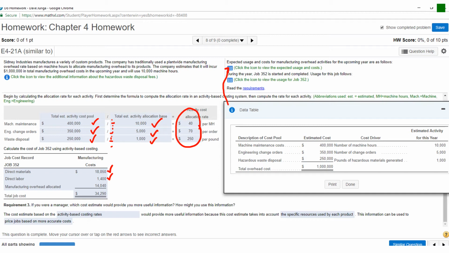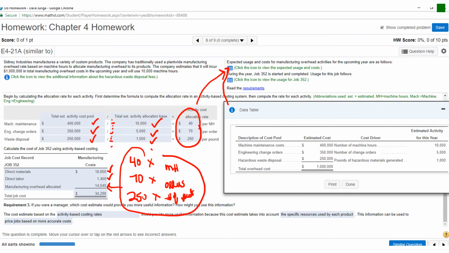Then what you have to do is go back to the previous icon, and take the $40 per machine hour and multiply by the number of machine hours. You take the $70 per order and multiply by the number of orders, and then you take the $250 per pound and multiply that by the number of pounds. Again, all that will be in the previous slide. I can't get those up at the same time. Once you multiply those out, that gives you the overhead allocated of $14,040. Then you add that up, and that gives you the total cost of the job, which is $34,290. You'll notice that gives you a vastly different number than the previous one.